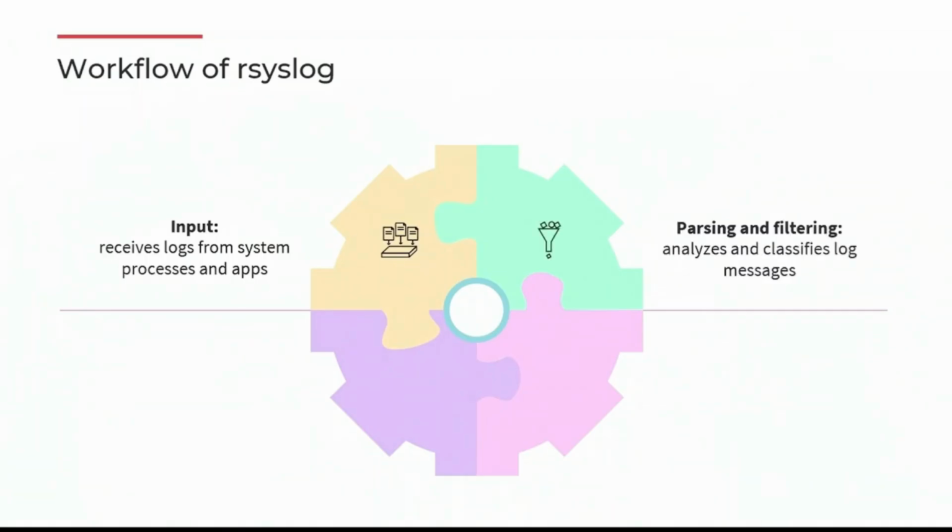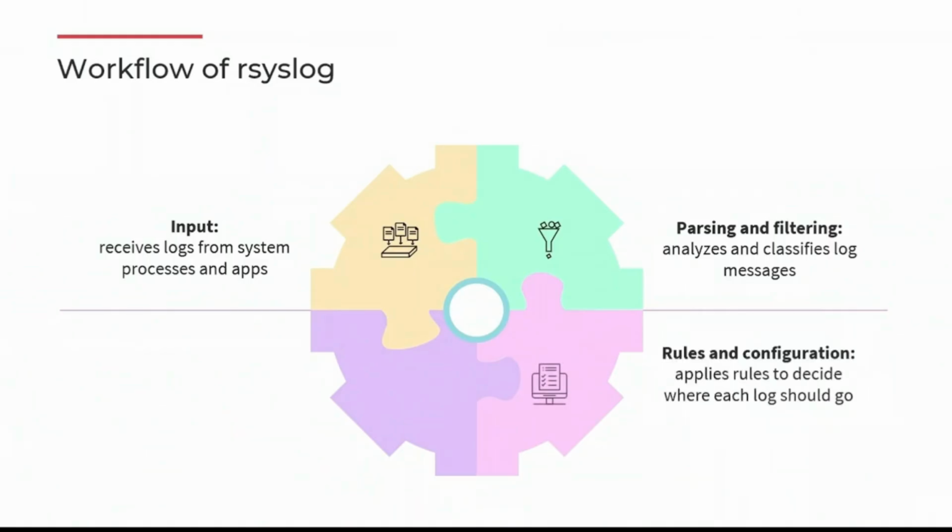Then comes the parsing and filtering part. Once rsyslog receives the messages, it reads them and determines the type of message, such as an error, warning, or information. The next part is rules and configuration. Based on the rules in its configuration file, rsyslog determines how to process each message. Should it go into a file? Should it be ignored? Should it be forwarded to another server?